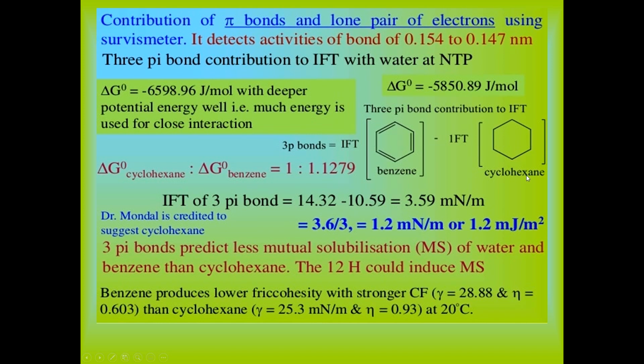we thought it was surprising. We thought it would have higher mutual solubilization with the water, but it had the least. So we found that benzene has more solubilization. Why? Because the delocalization is inhibiting or preventing benzene from being solubilized in the water. But in cyclohexane these three pi bonds are gone, so it is slightly more, and that's why the interfacial tension is 10.59 millinewton per meter. So almost 3.59, about 3.6. So one pi contribution to mutual solubilization is 1.2 millinewton per meter or millijoule per square meter. This was the remarkable science of the survismeter, that it can determine the contribution of the pi electron.